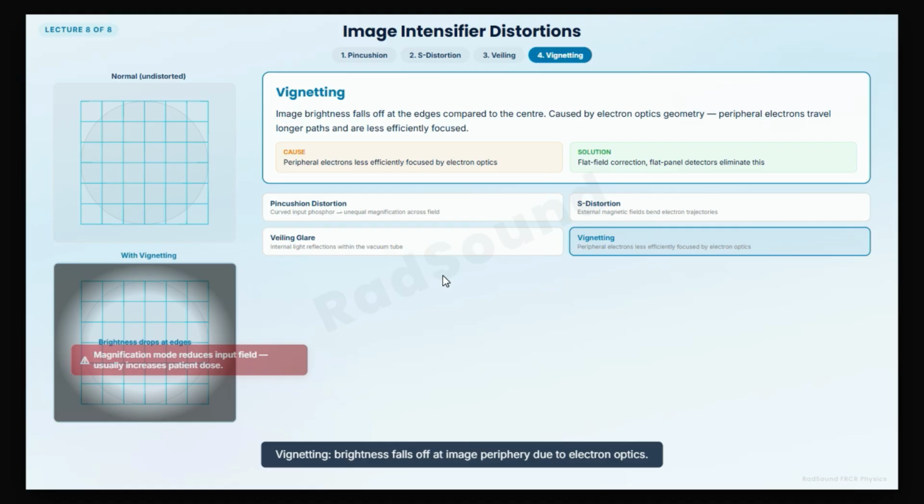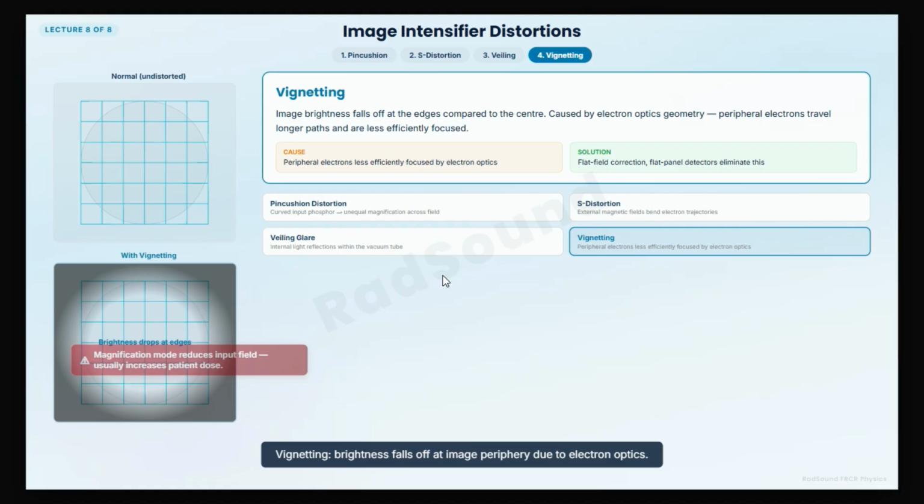So what is vignetting? In vignetting, image brightness falls off at the edges compared to the center, meaning that the brightness at the edges will be less than that of the center. In another words, central brightness will be higher than the peripheral one. It is caused by electron optics geometry. Peripheral electrons travel a longer path and are less efficiently focused by the G2 electrode. So this is the main cause of vignetting. So how can we solve this issue? Using flat panel detectors to eliminate this, or flat field correction.